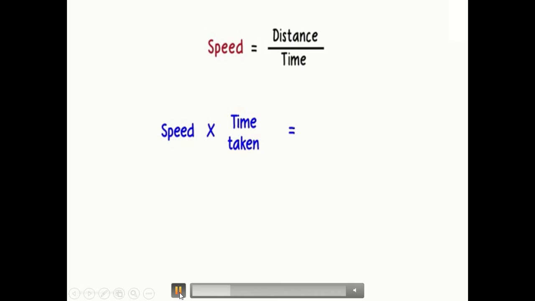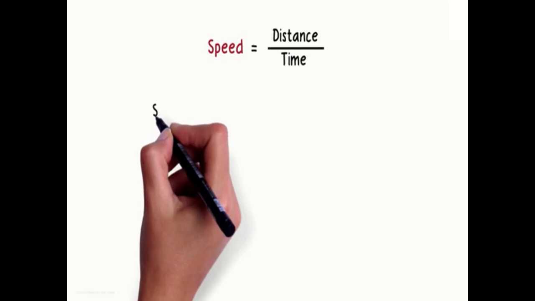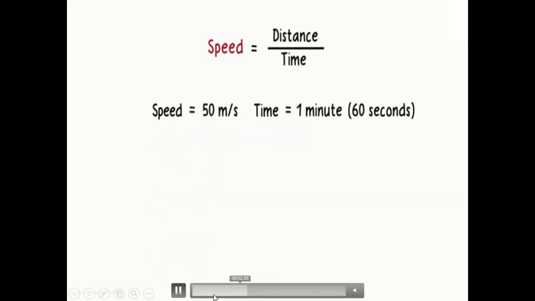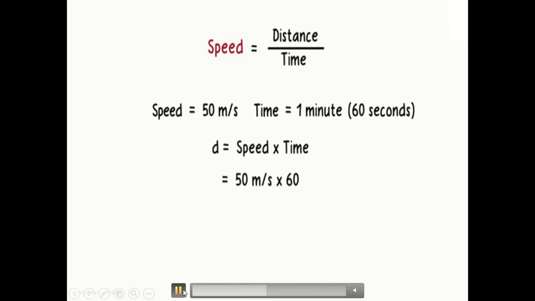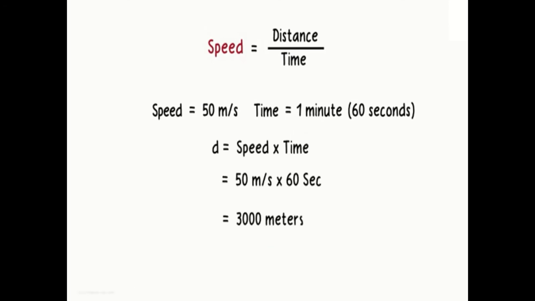This is the basic formula which we have to know. With this formula, we can solve any number of problems. If we multiply speed into time, then we can know the distance covered. Now you can do this: the speed is 50 meter per second, and the time is 1 minute, 60 seconds. What is the distance? Speed into time, 50 into 60, 3000 meters. That can be converted into 3 kilometers.